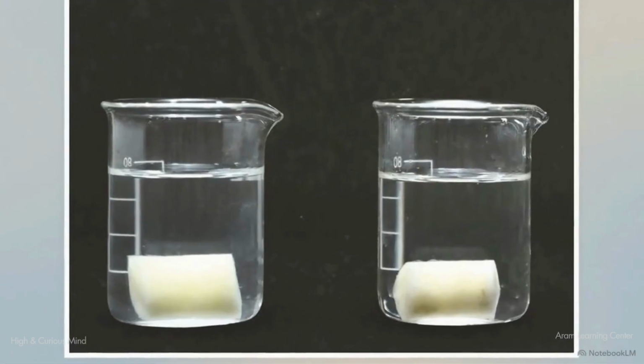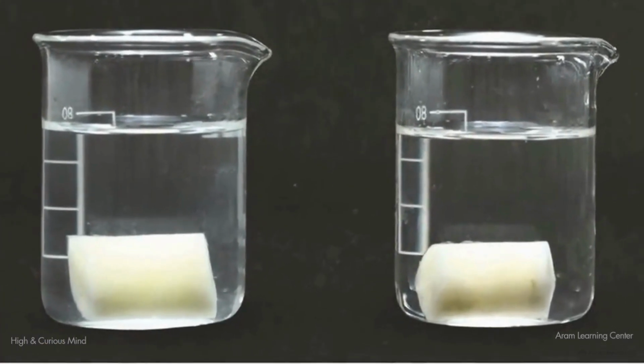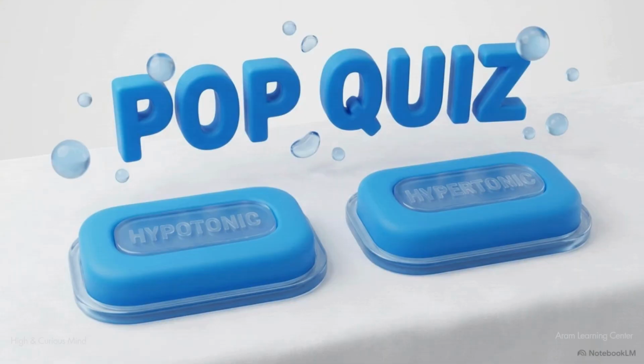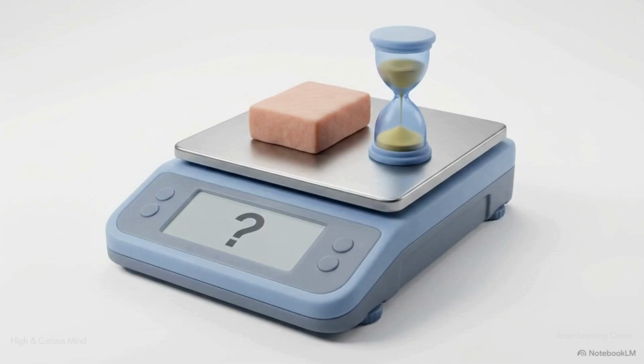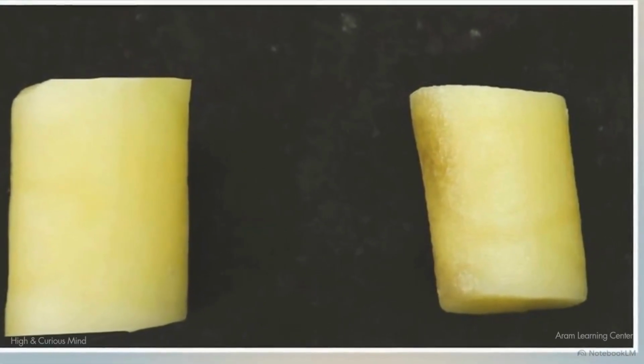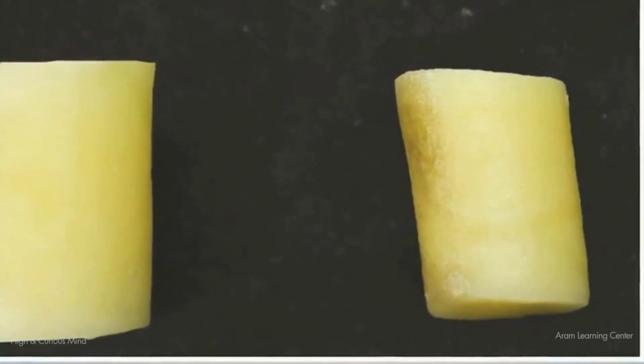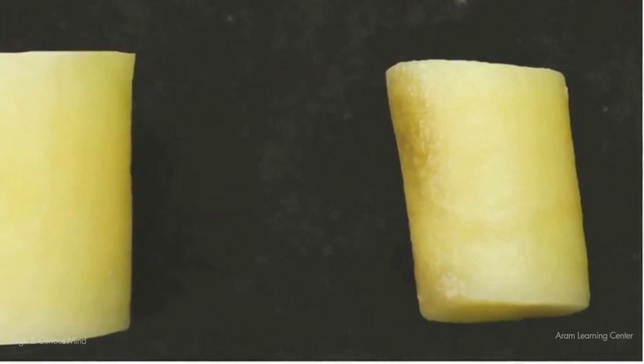This lab setup shows a raw potato slice submerged in a highly concentrated saltwater solution. Pause the video here. Using the rules of tonicity, identify if this saltwater is hypotonic or hypertonic, and predict what will happen to the potato's weight after 1 hour. The salt water is highly concentrated, making it a hypertonic solution. Water rushed out of the potato cells, resulting in a piece that is visibly shrunken and lighter than the original.